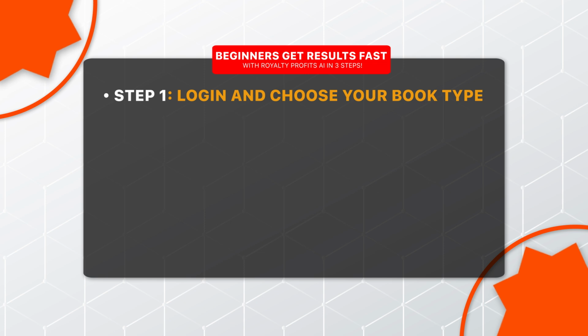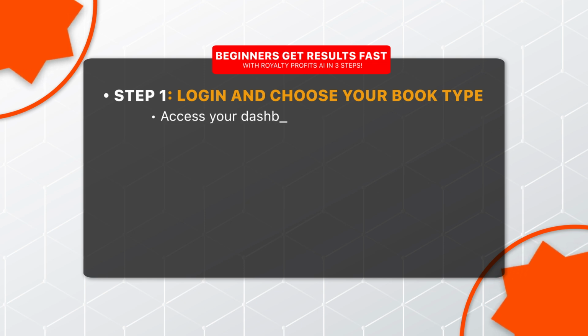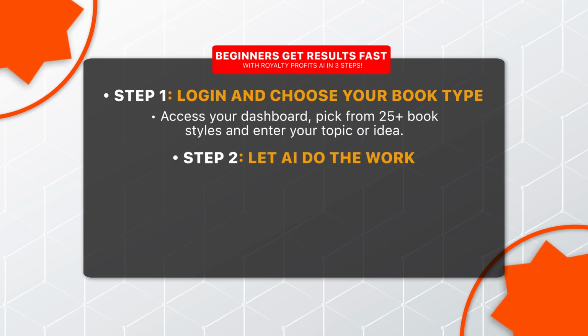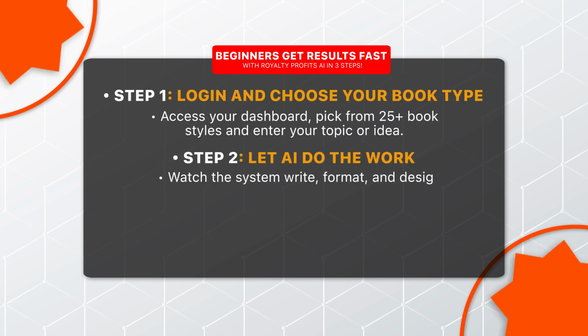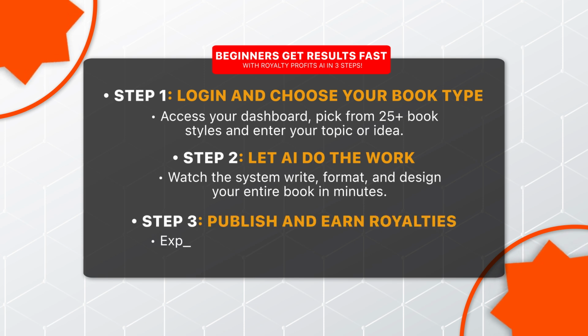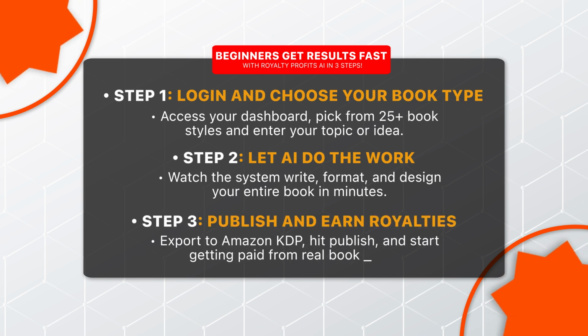Here's why creating and earning with Royalty Profits AI feels effortless. Step 1. Log in and choose your book. Access your dashboard, pick from 25 plus book styles, and enter your topic or idea. Step 2. Let AI do the work. Watch the system write, format, and design your entire book in minutes. Step 3. Publish and earn royalties. Export to Amazon KDP, hit publish, and start getting paid from real book sales.